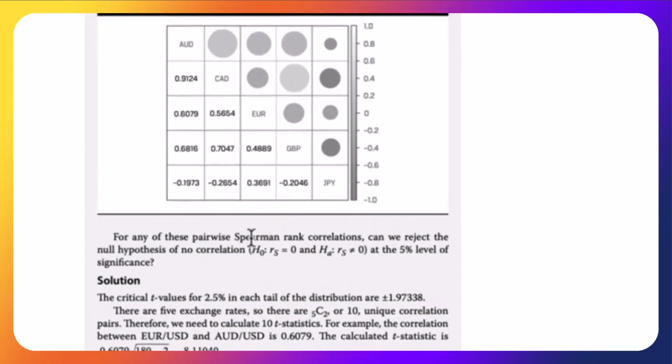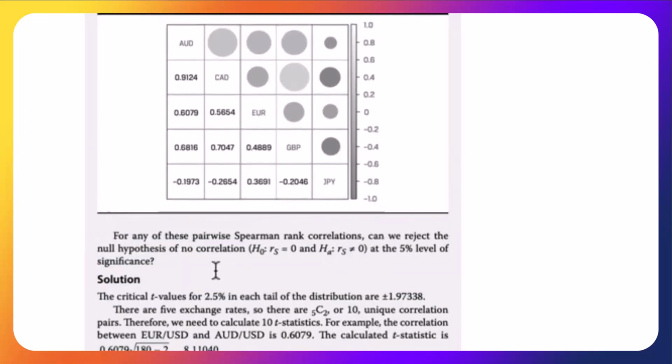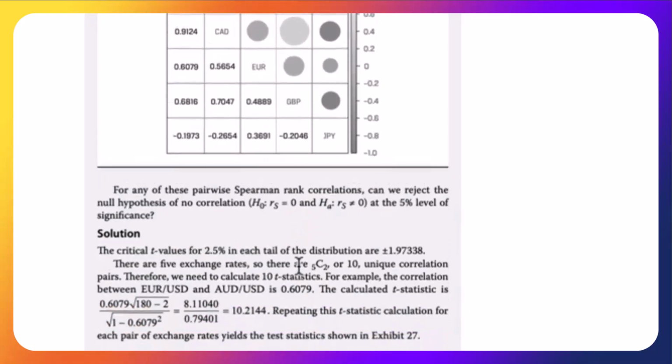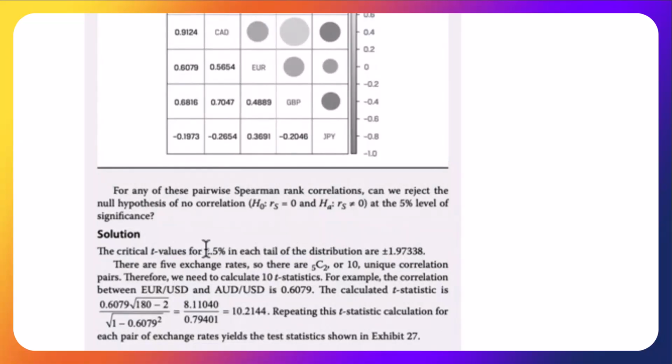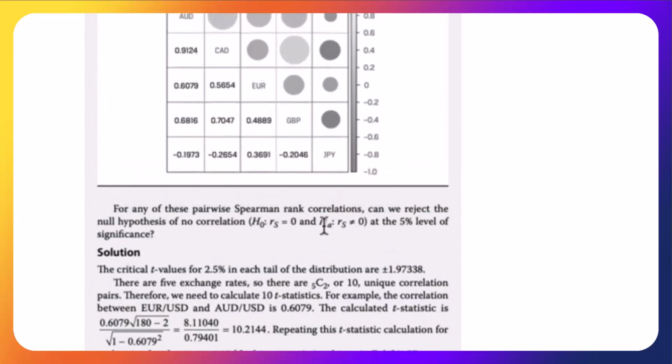For any of these pairwise Spearman rank correlations, can we reject the null hypothesis of no correlation? So our null is there is no correlation. Our alternative is that there is correlation, at the 5% level of significance. So critical values for 2.5% in each tail of the distribution are plus or minus 1.97338. And we just have to calculate the test statistics.